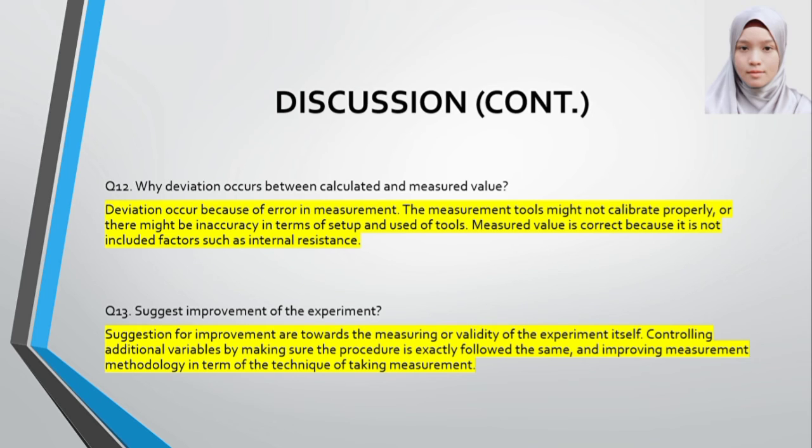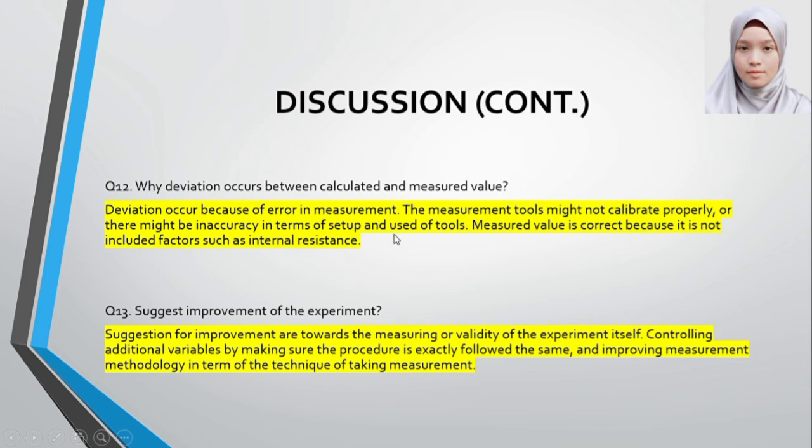And also, this is not the measured value, but actually the calculated value. So the calculated value is actually correct because it does not include any factor such as internal resistance or deformation, which the measured value has included. So these factors eventually lead to the deviation between the calculated and measured value.